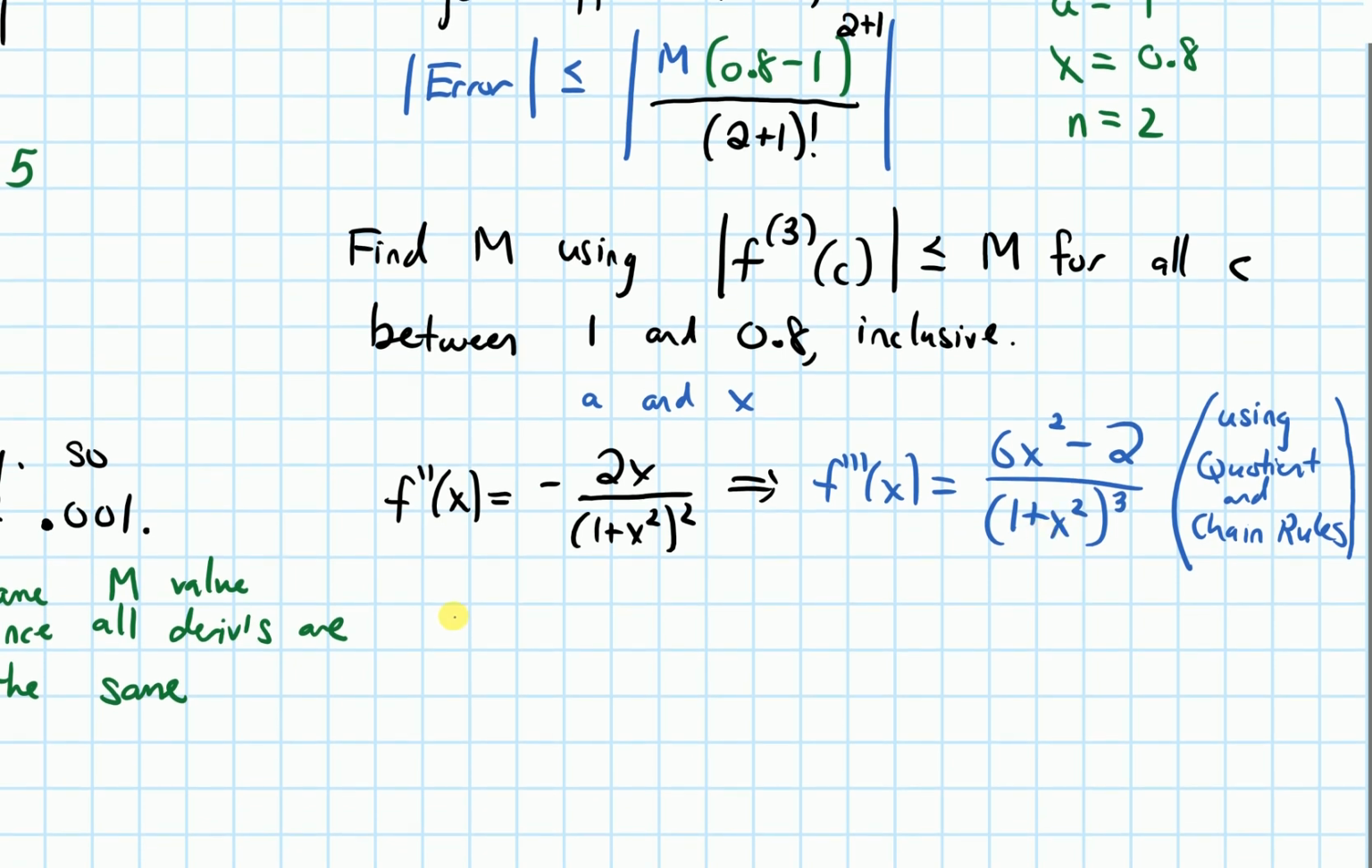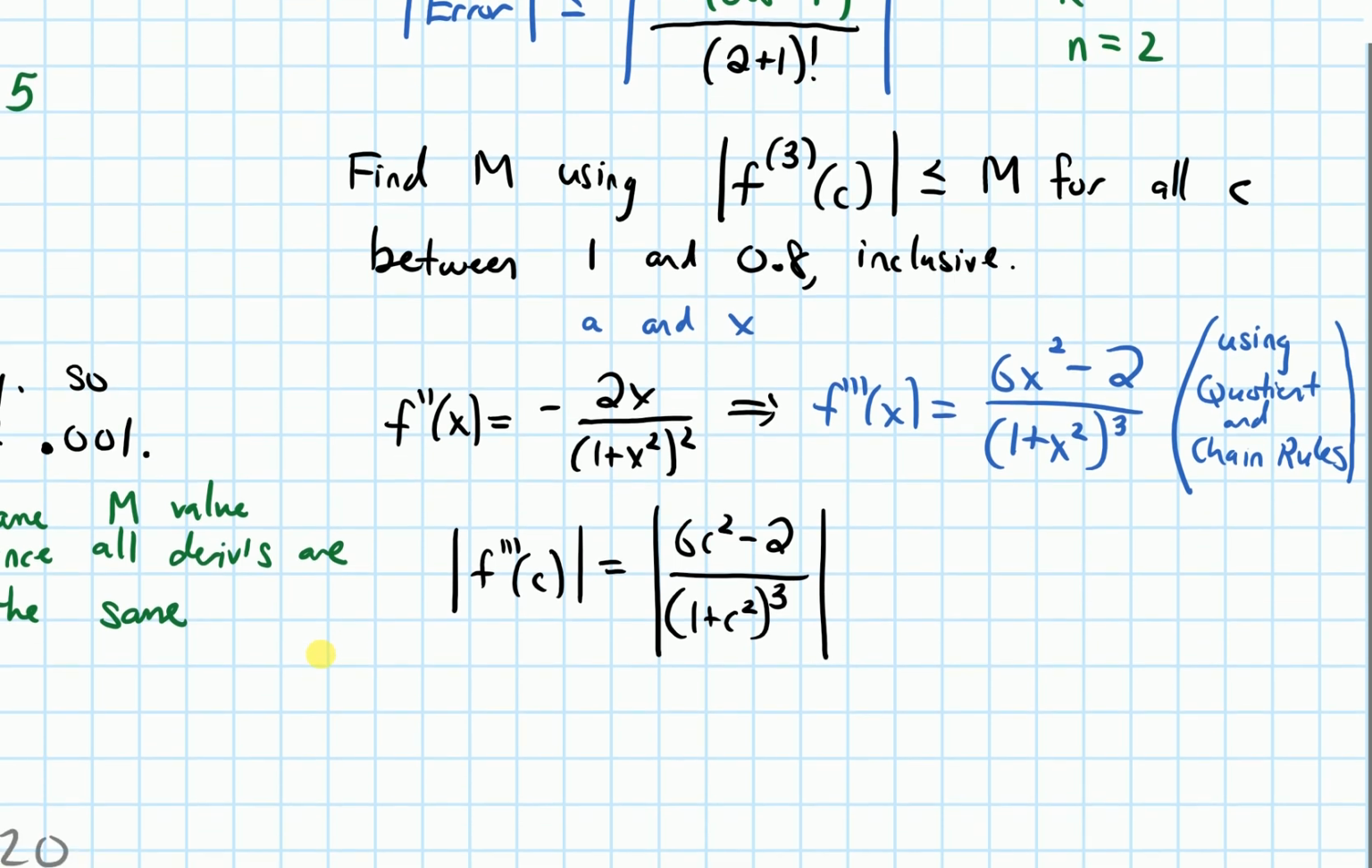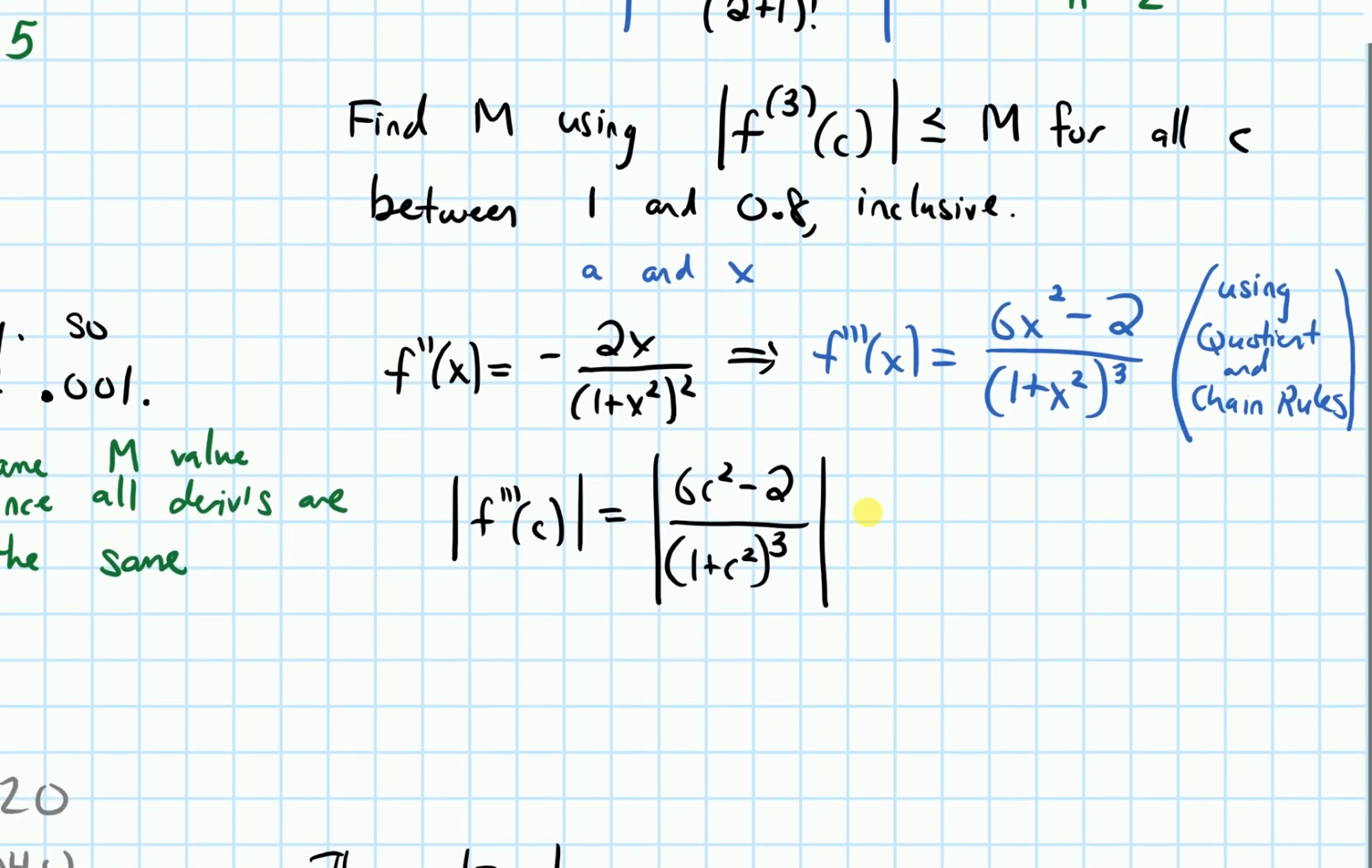Okay, so now I need to take the absolute value of the third derivative evaluated at c. So this is going to be the absolute value of 6c squared minus 2 over 1 plus c squared, cubed. Okay, so now I need a way to find an upper bound for this and say what this is going to be less than or equal to.